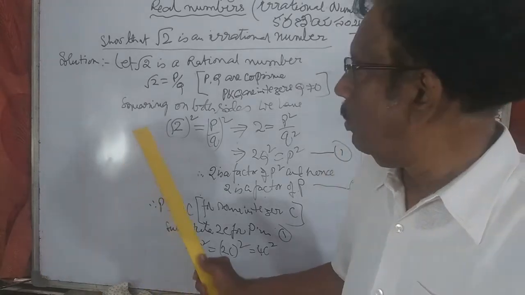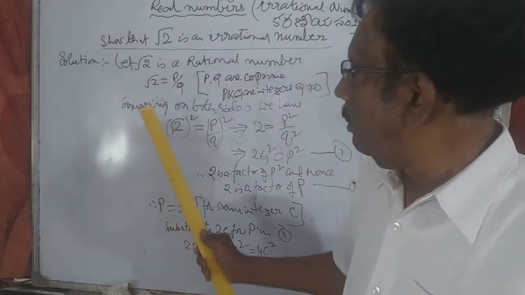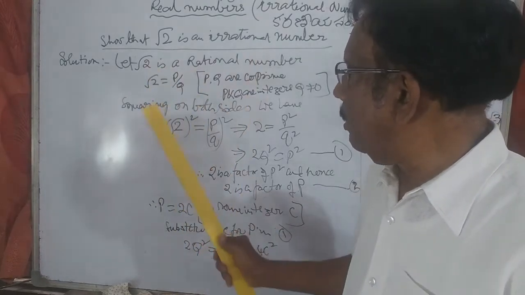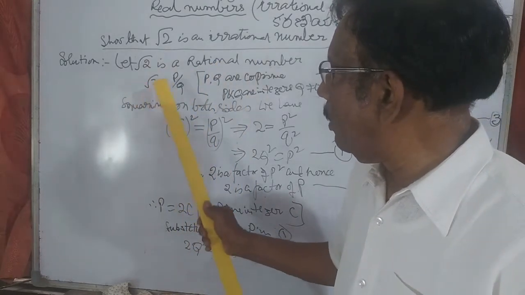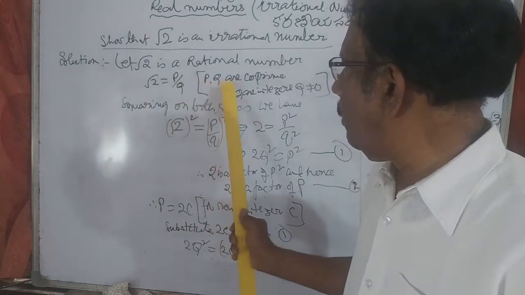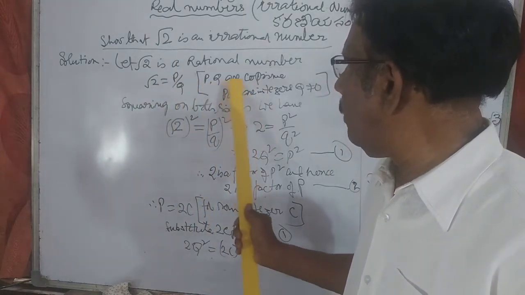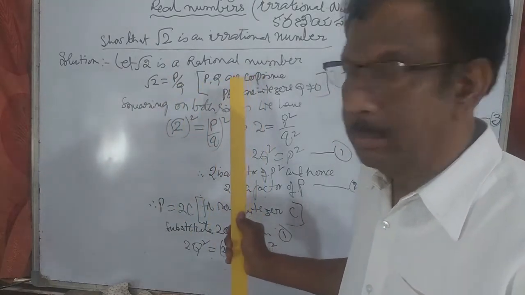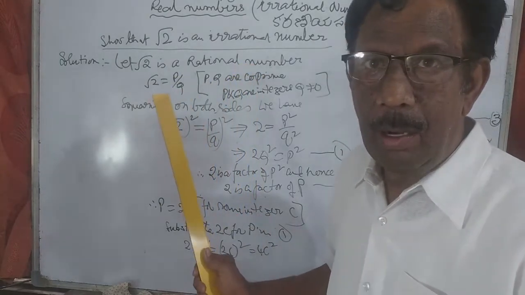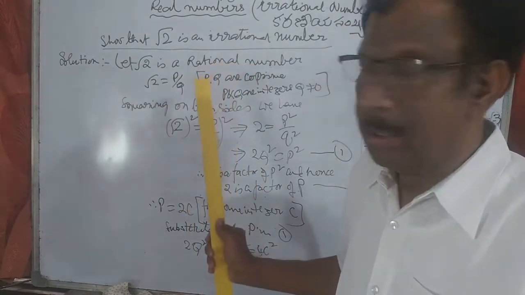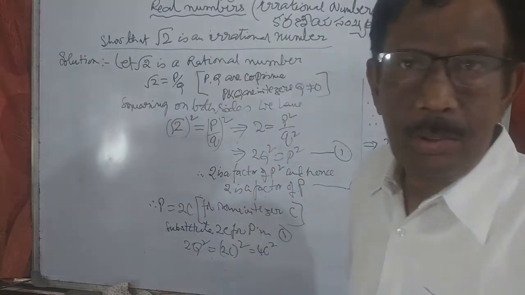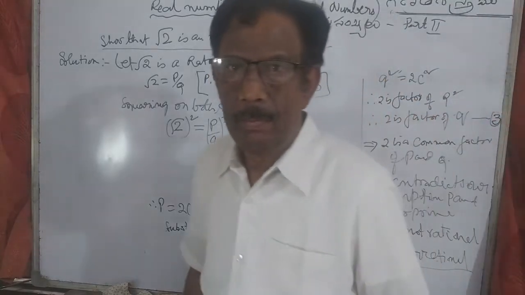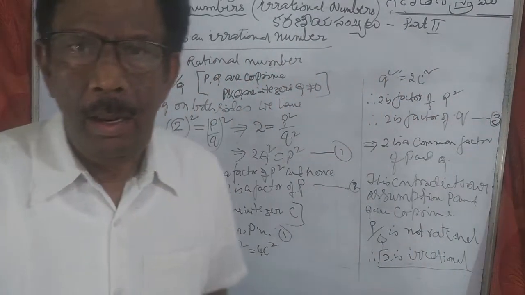Now, look here. Root 2 is rational. If it is rational, root 2 can be written in the form p by q, where p and q are integers and p by q are co-prime. That is, they don't have any common factors except 1, and q is not equal to 0. That is our definition. Understand?